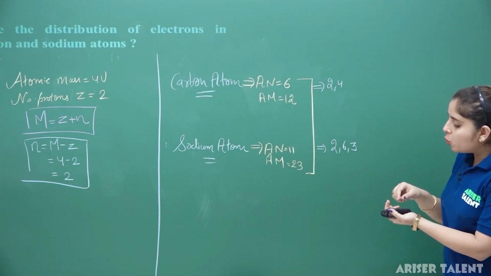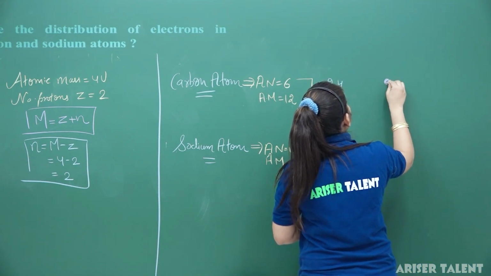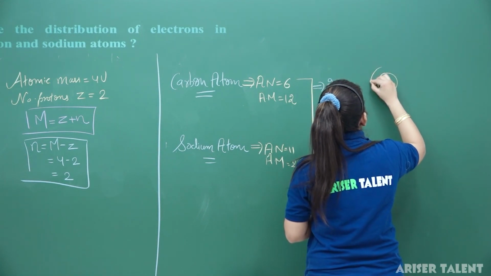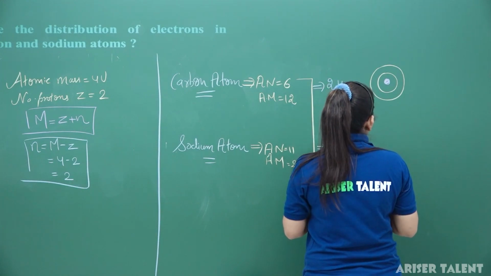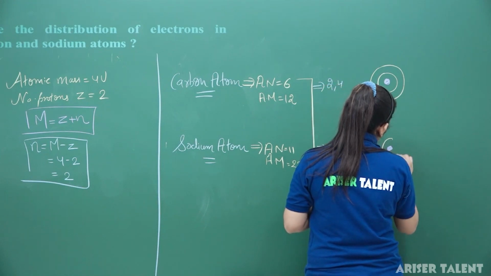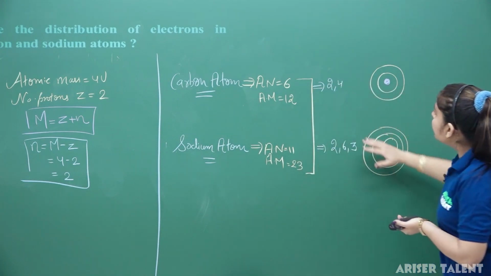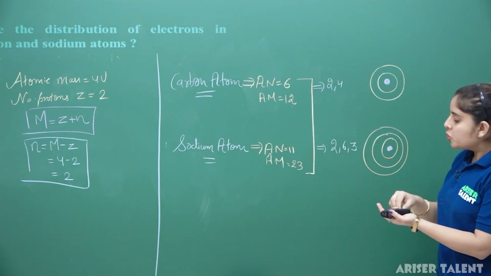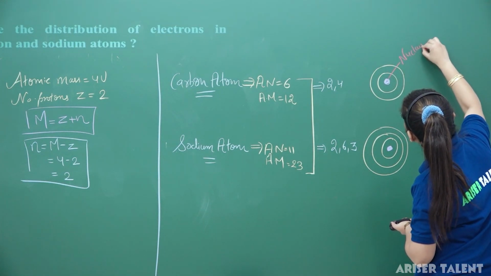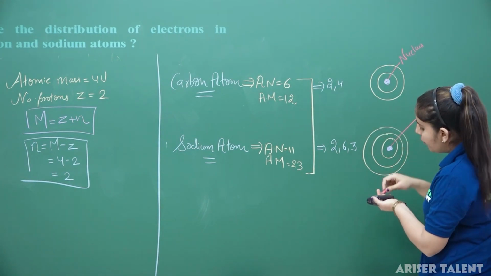Now we will show the distribution of electrons in a nucleus. So we have nucleus in the center, then we have K shell, then we will have L shell. Similarly, we have nucleus in the center, then K shell, L shell and M shell. Now we will show the distribution for carbon and sodium atom. So firstly in the center it consists of nucleus, again in the center it consists of nucleus. Now we have 2 and 4 electrons.